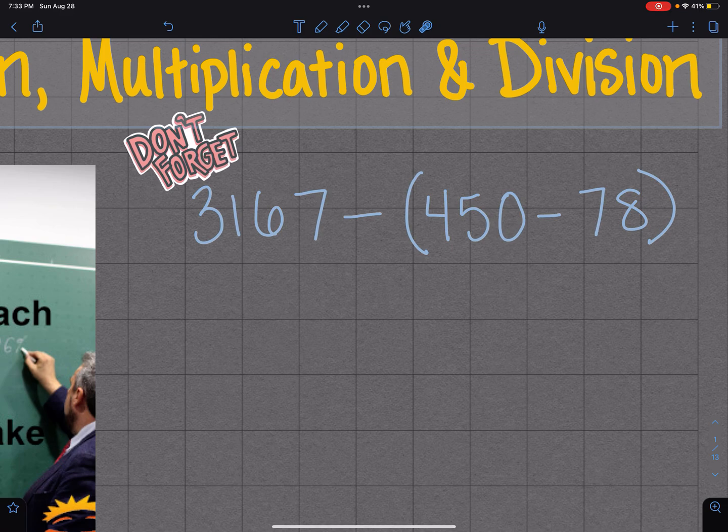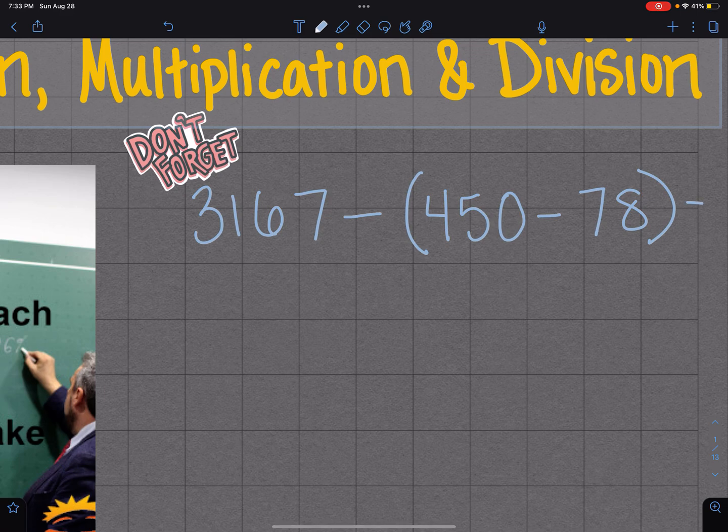They were subtraction problems like this, 3,167 minus 450 minus 78, but they had parentheses in different areas, and that actually makes a difference in subtraction, whether they're here or whether the parentheses are here. And I think you got it totally correct because you had the concept, because you got both answers different and they're supposed to be different. But let's just go over this one really quick and let's just start it.